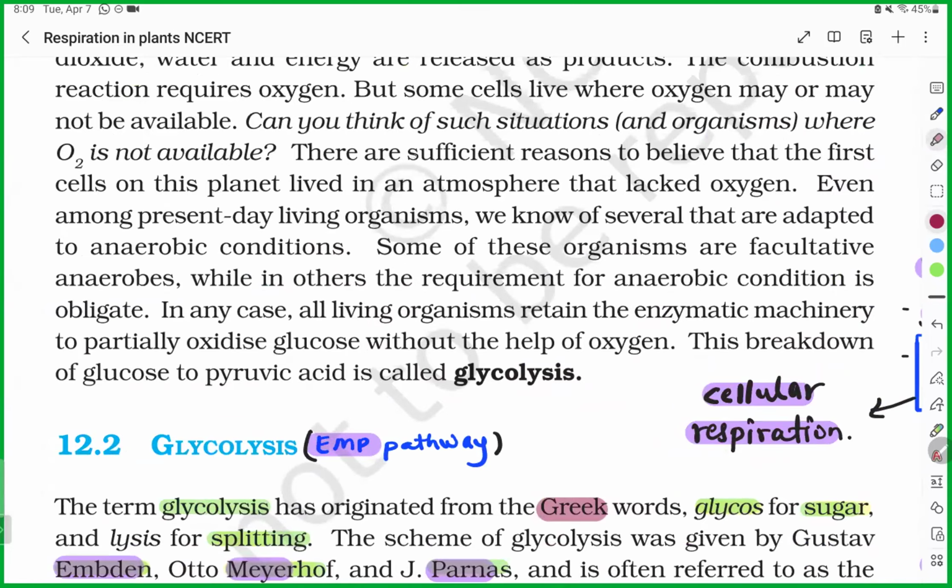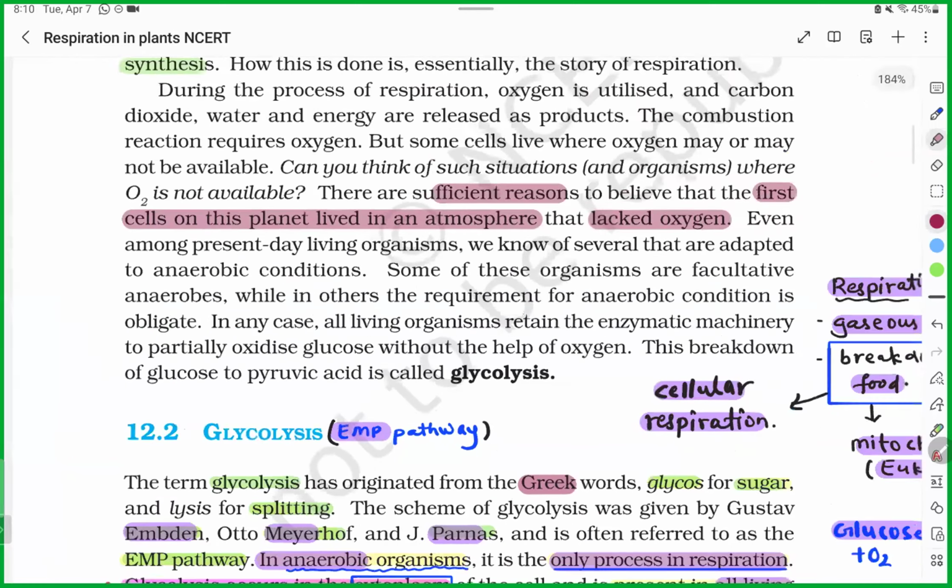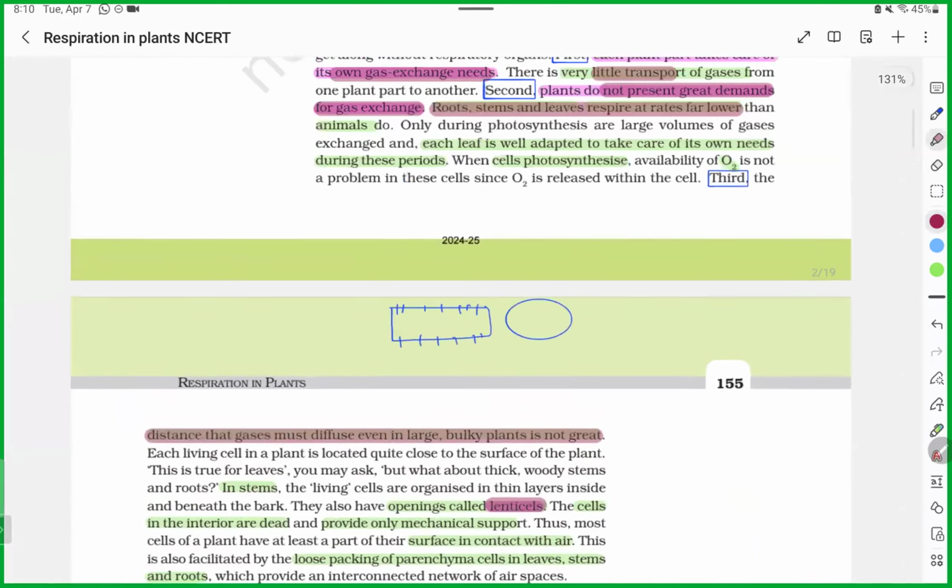There is sufficient reason to believe that the first cell on the planet lived in an atmosphere that lacked oxygen. Right? The first cell lived in the earth's atmosphere that lacked oxygen, but our job is to do more. So I will finish this topic.